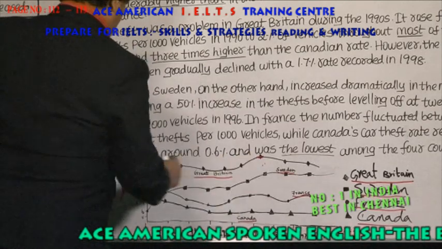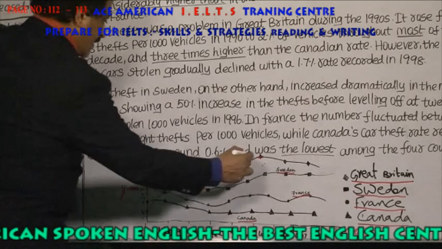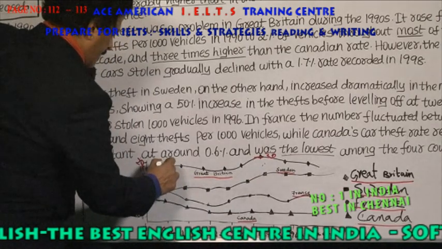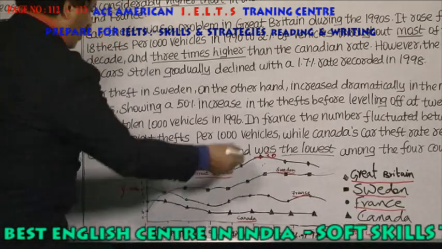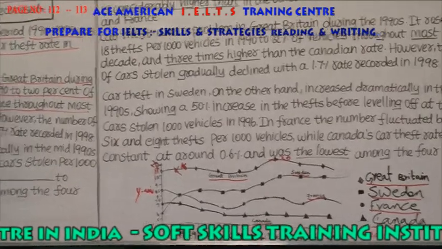16 to 20. This is 20. So here this is 20. This is 16. So 16. Almost doubled. Almost doubled.